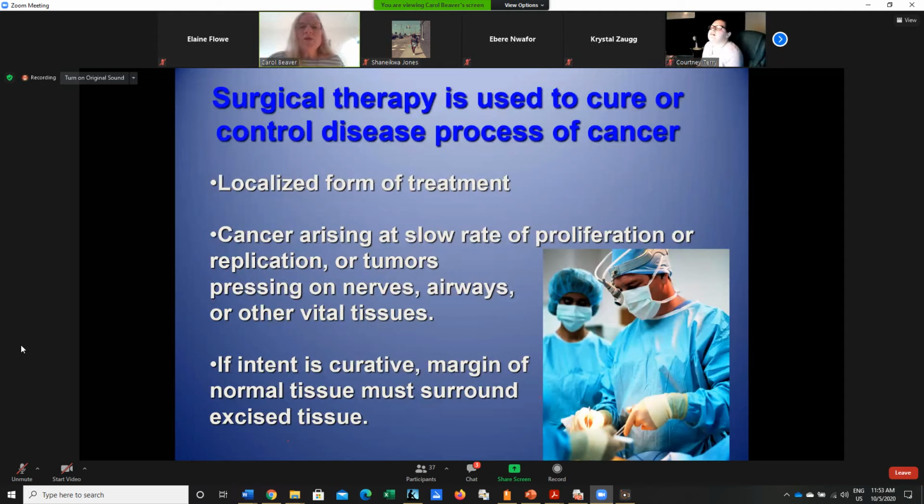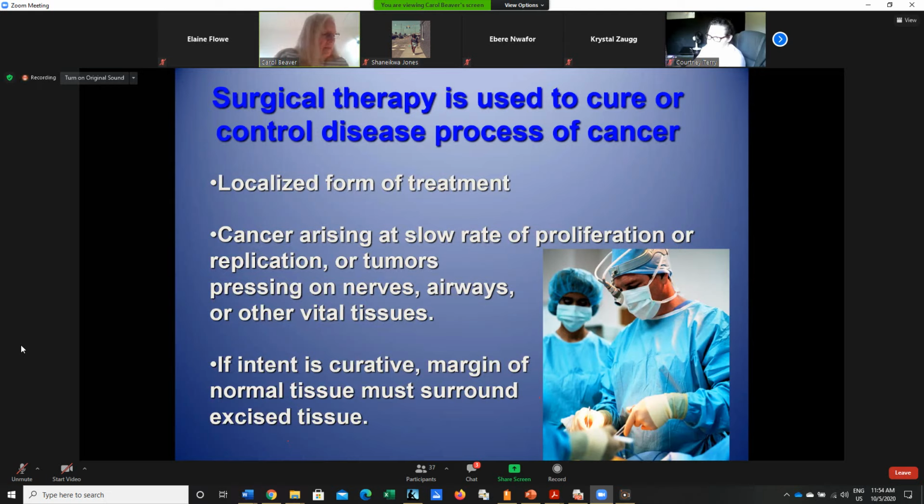Surgical therapy is to cure or control disease processes of cancer, and it's a localized form of treatment. The cancer arises at a slow rate of proliferation or replication, or tumors are pressing on the nerves or airways or other vital tissues. You just need to get it out. And if the intent is to be curative, a margin of normal tissue has to surround the excised tissue. So when you're taking a node out, or a tumor out, you want to look at the area surrounding that tumor, because you may have to dig in a little further after you take the actual tumor out, until you find a clean margin and there are no cancer cells in the surrounding area.